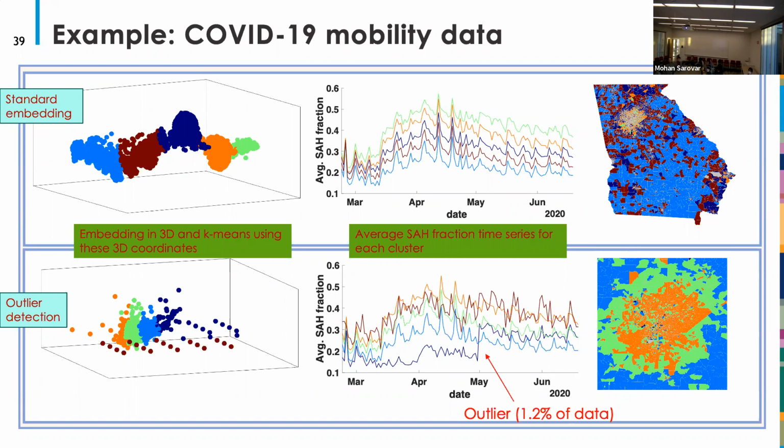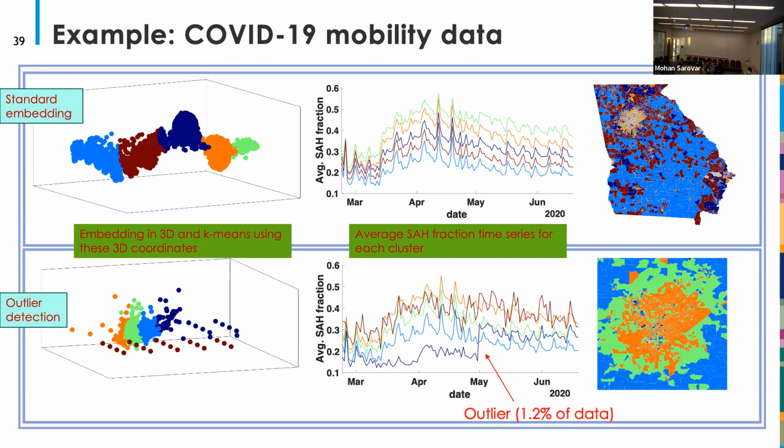So that's something about the standard embedding. There's a slightly different embedding. I can go over the details of this with time, but this is particularly useful for outlier detection. When you do that, this is a different embedding that you get. And what's amazing is that you can pick up this outlier behavior, where you have this group of CBGs where they suddenly undergo a step change in stay-at-home fraction around May 1st.